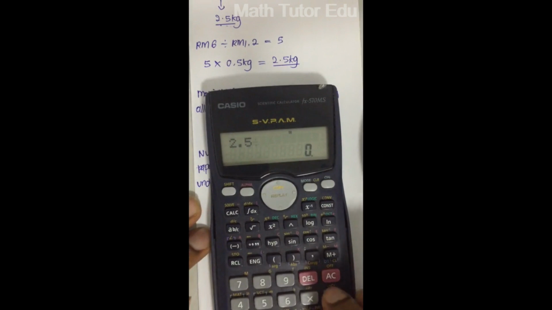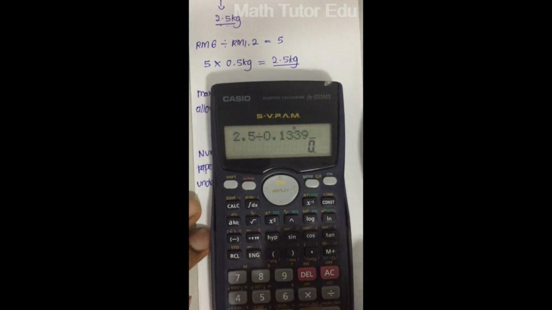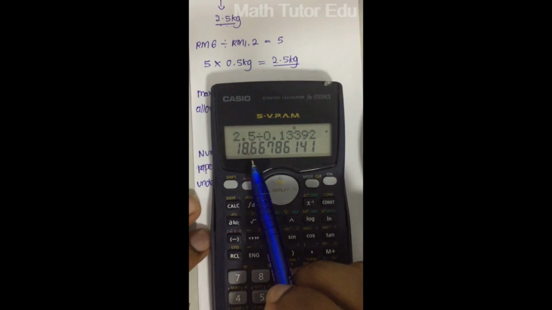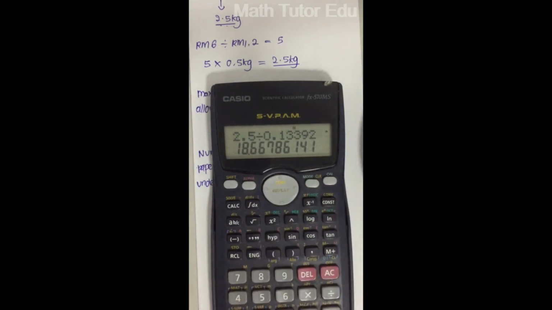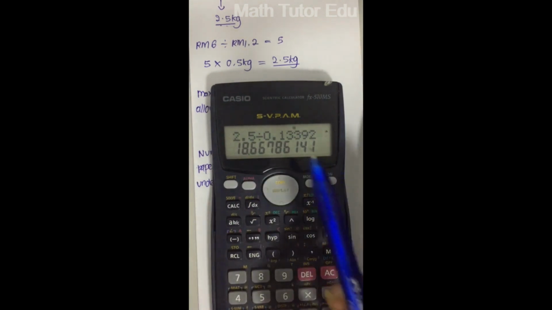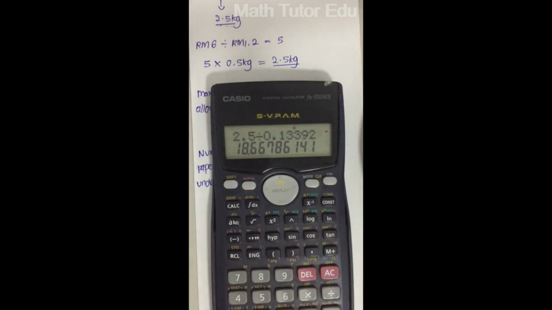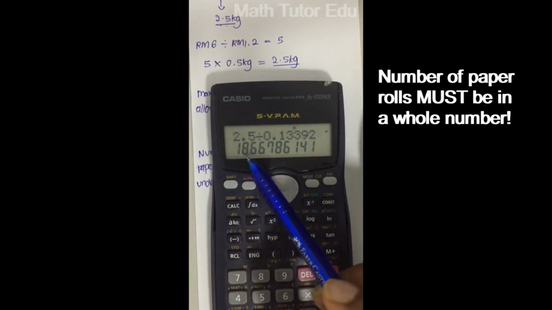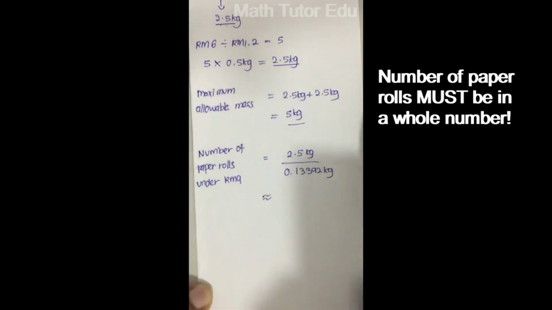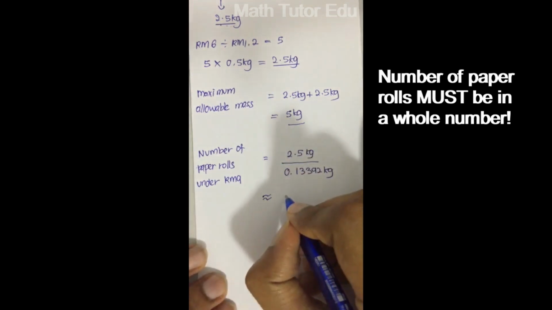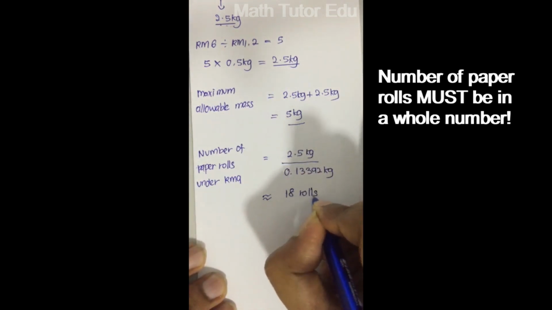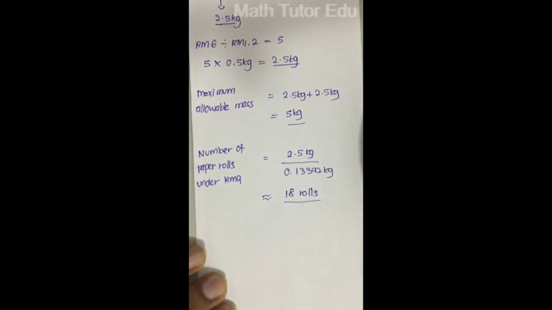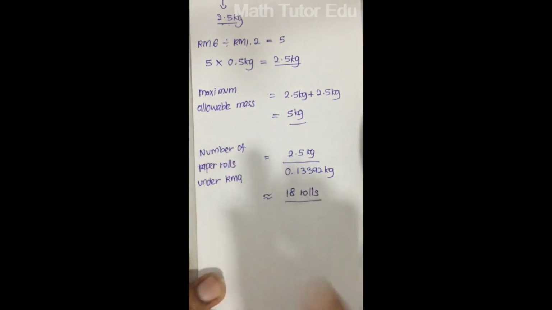Let me calculate. So 2.5 divide with 0.13392, you get 18.667 in decimal. But of course, when you're having rolls, you cannot expect to have 18.66 rolls or 18.7 rolls, anything in decimal. You must have a whole number. So in order to have a whole number, you need to choose the smallest value, guys. In this case it is 18. So approximately you have 18 rolls. We have already done with the number of paper rolls under 9 ringgit.